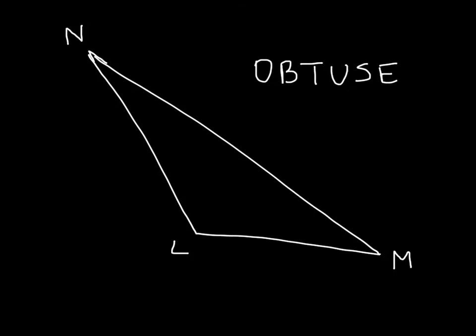An obtuse triangle is a triangle that has one and only one angle that measures more than 90 degrees. That is an angle that is more than 90 degrees. This particular angle here is approximately 120 degrees.